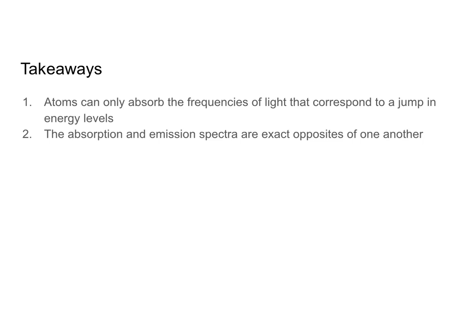So let's go ahead and talk takeaways. First of all, atoms can only absorb the frequencies of light that correspond to a jump in energy levels, for example n equals 3 to n equals 2, n equals 2 to n equals 3, or n equals 1 to n equals 7, but it's always going to follow one of these specific values. And second, the absorption and emission spectra are exact opposites of one another. So the dark bands in your absorption spectrum are the light bands in your emission spectrum.